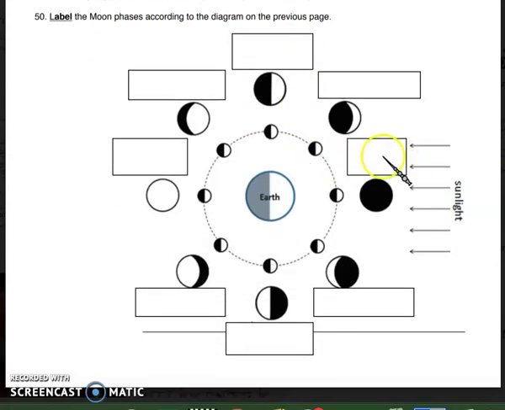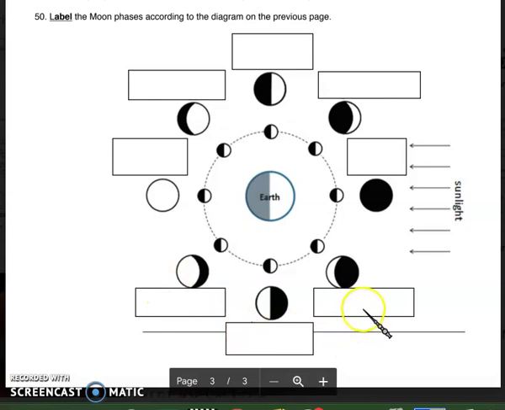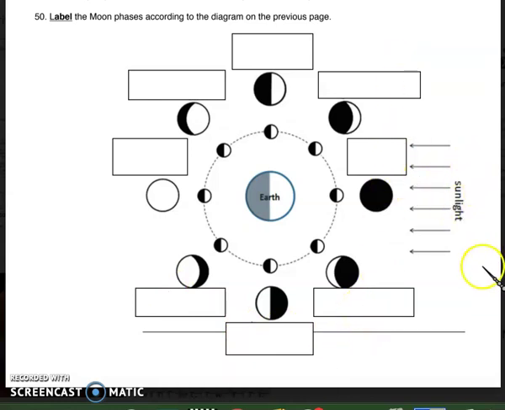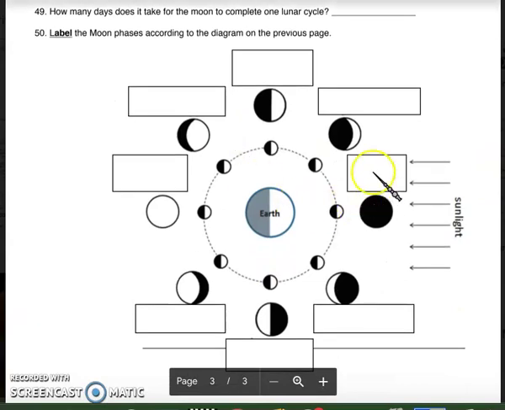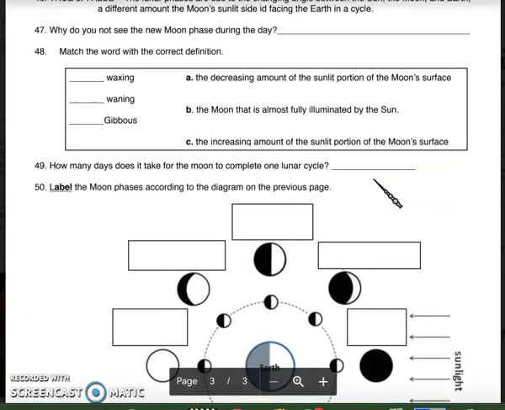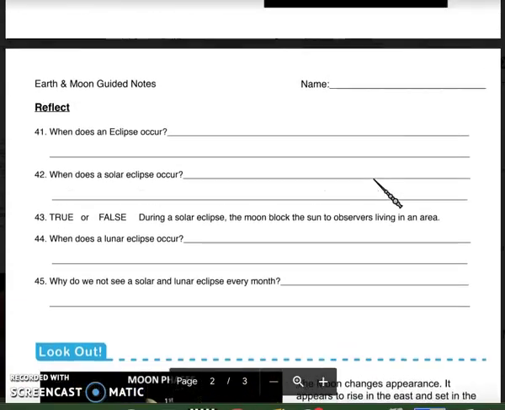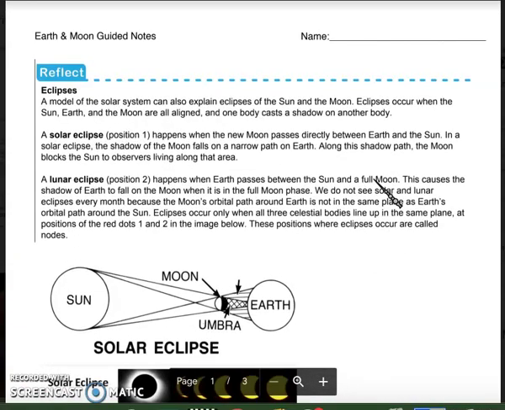Guys, you're copying the words from the diagram that I was just pointing to and putting the moon phases in the box. Okay? Sunlight, new moon. Any questions? I hope not. This is fairly easy. It's at the end of your blue notes.